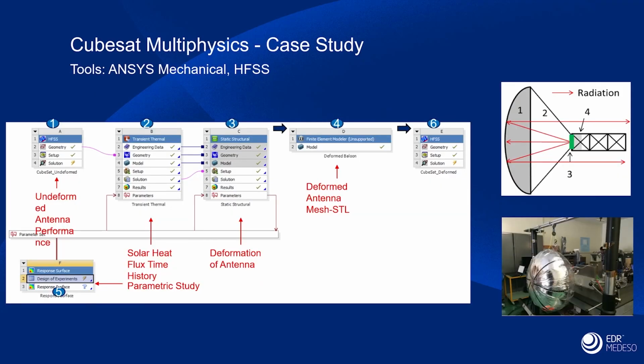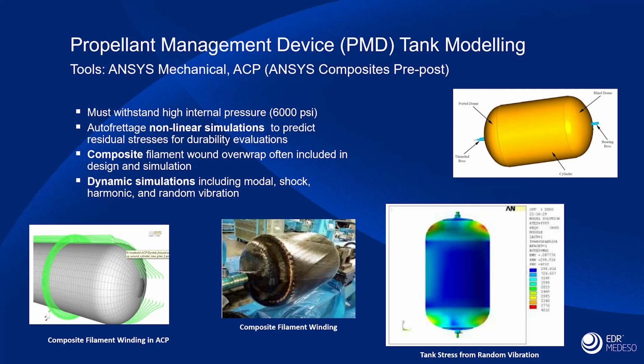But I just want to emphasize that this has all been done within this pretty easy to set up environment, in Ansys Workbench, where we can use these interacting physics and structural solves to inform other solutions and vice versa. I've got another example here. This is a composite propellant tank. Again, we've got an acronym, PMD, propellant management device. This has to withstand high internal pressures, in this case 6,000 psi.